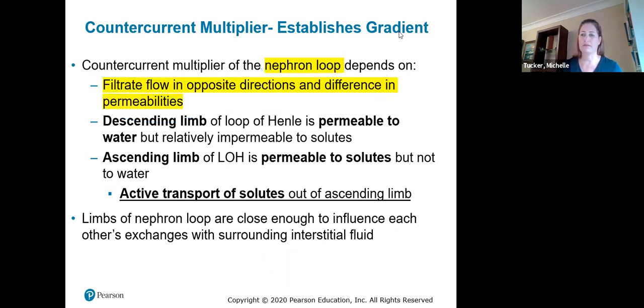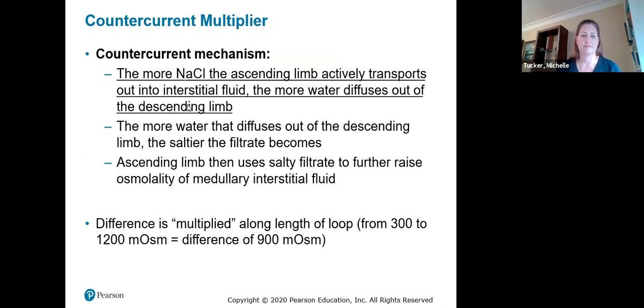If we don't have countercurrent flow and differences in permeability, then we can't create or maintain that gradient. The more salt the ascending limb actively transports out into the interstitial fluid, the more water diffuses out of the descending limb. The difference is multiplied along the length of the loop. Multiplied just means it is continually increased from the cortex-medulla boundary down to the bottom of the loop.